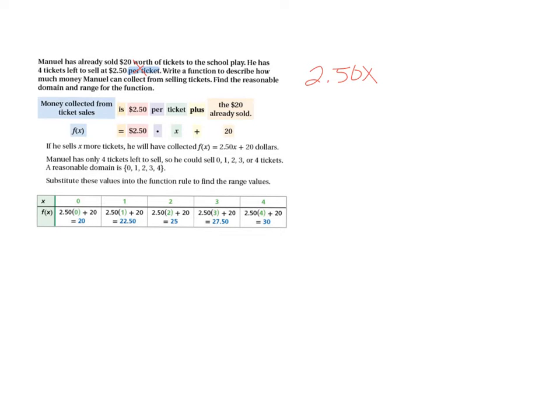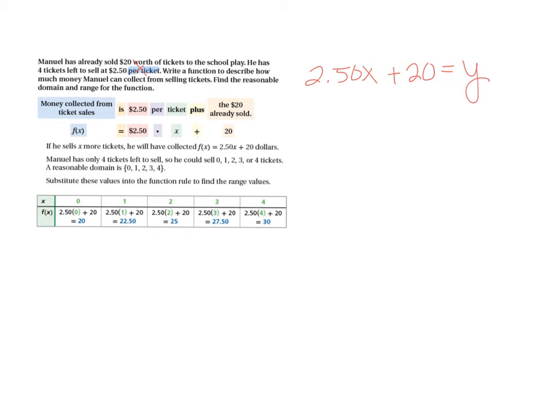Now I'm going to read the problem. Manuel has already sold $20 worth of tickets to the school play. He has 4 tickets left to sell at $2.50 per ticket. So he's already sold $20 worth, and he's got $2.50 per ticket still. So plus the 20 he's already sold is going to be equal to y.